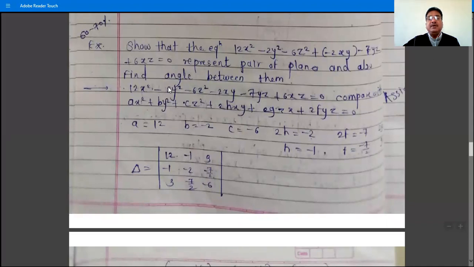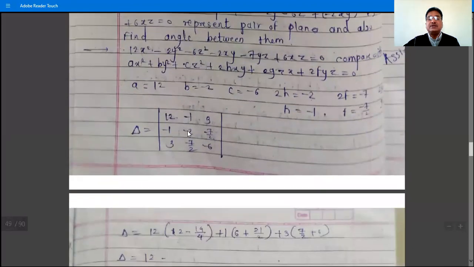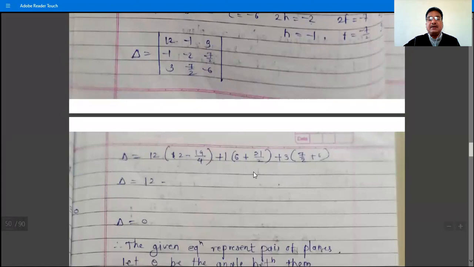a is 12, b is minus 2, c is minus 6, 2h is minus 2, therefore h is minus 1. 2g is the coefficient of zx or xz, which is 6, so g is 3. 2f is minus 7, so f is minus 7 by 2. Then write delta as the determinant AHG, HBF, GFC, substitute all these values, and find the value of this determinant.